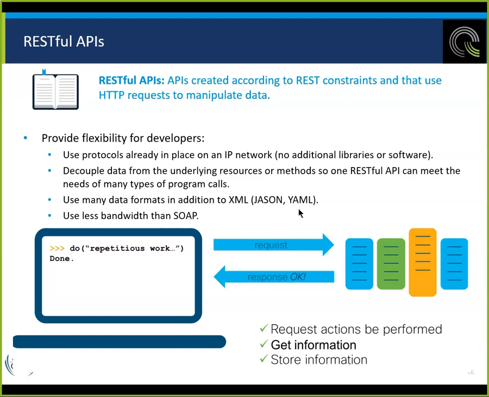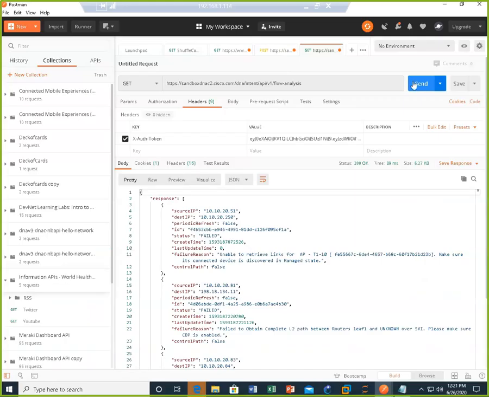YAML stands for YAML Ain't Markup Language, or something like that. It uses less bandwidth than the SOAP protocol, but what can we do? We use HTTPS in this guy to get the information. I'm pretty sure that it's timed out now, but again, keep coming back to this because we can get a lot of information about these things.